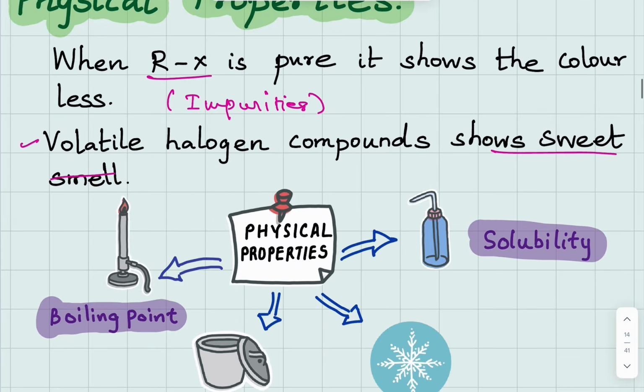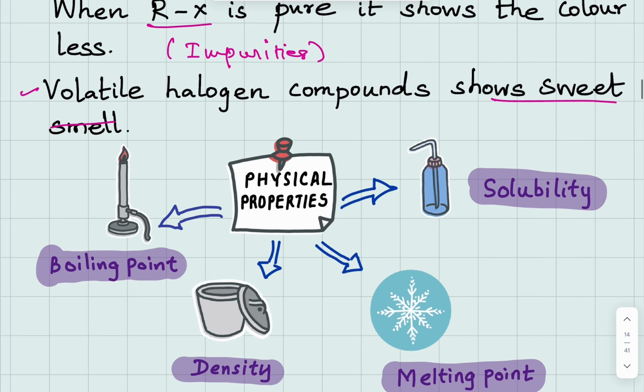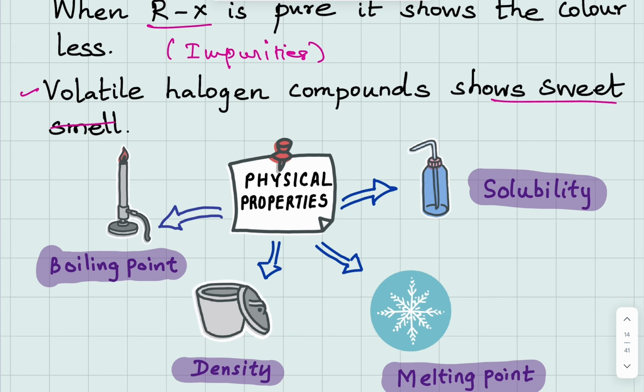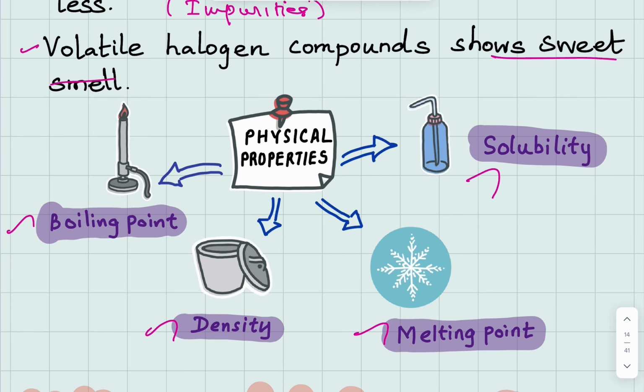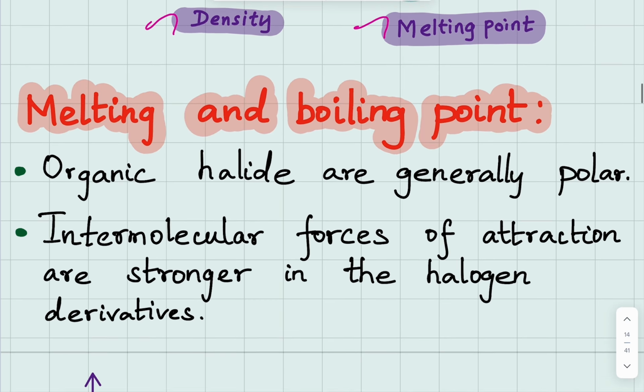Now I am showing a flow chart of the important physical properties of alkyl halides. What are all present? The first ones are boiling point, density, melting point, and solubility. The first thing here is the melting and boiling point.